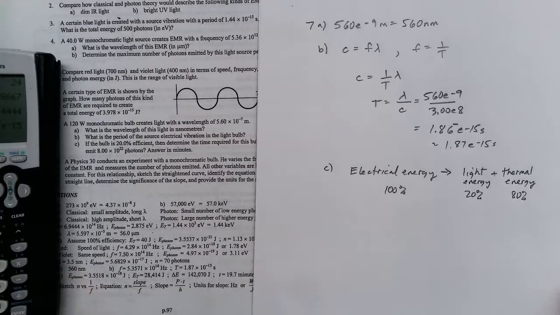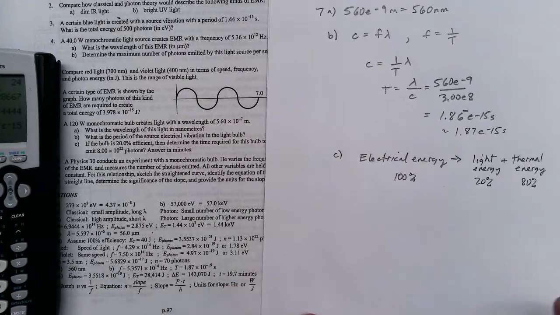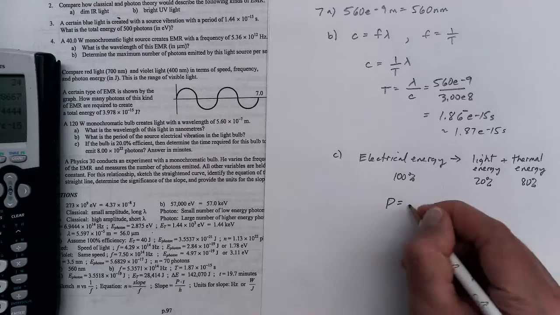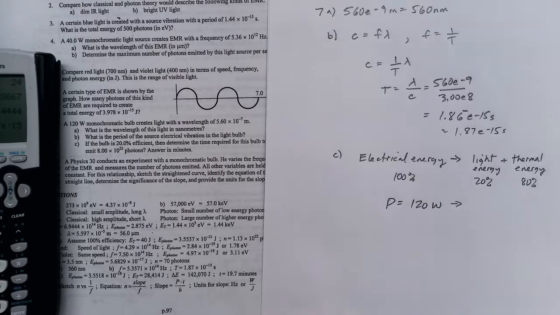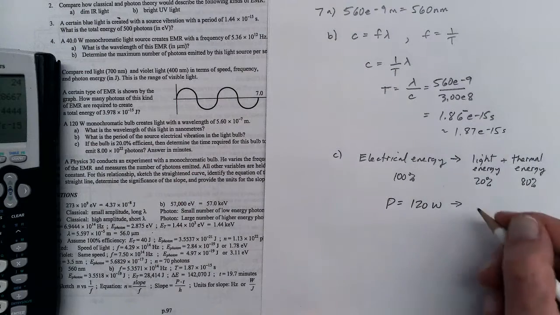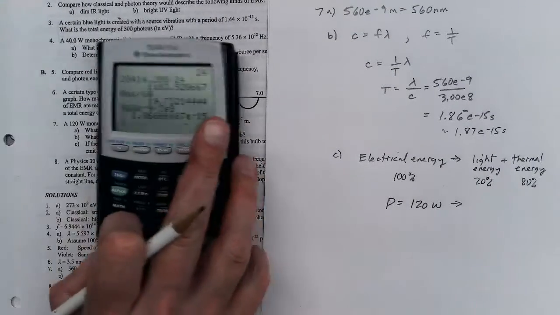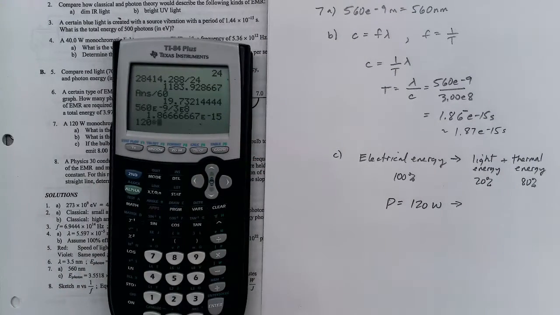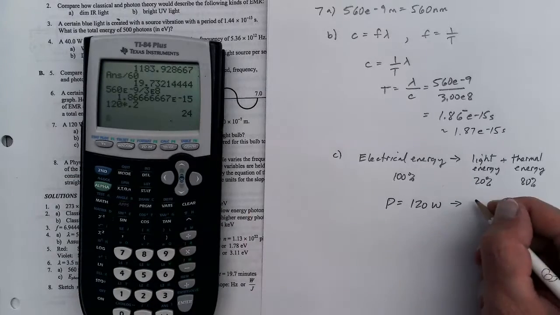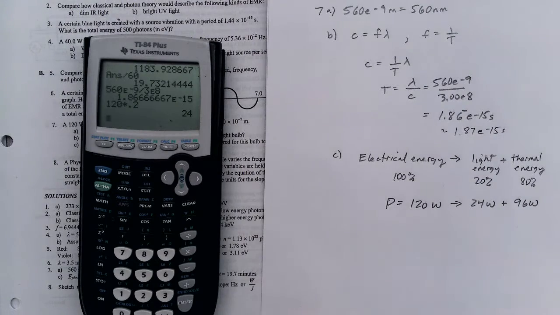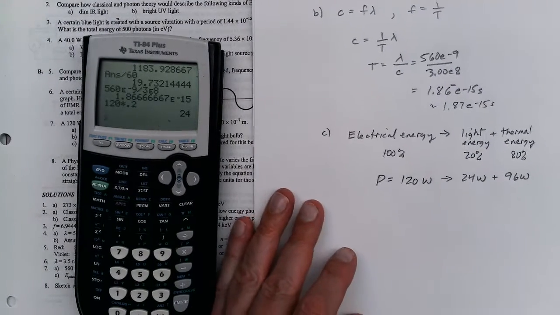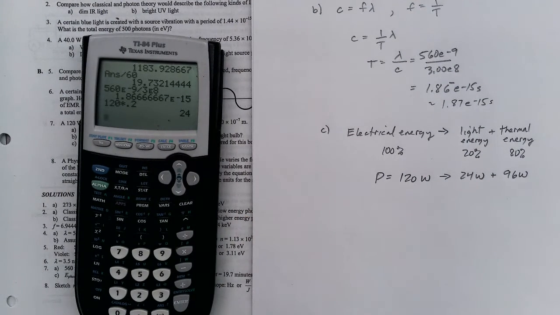Okay? So what we want to do is look at the idea of power. If the power is 120 watts coming in, then how many watts is really in terms of light energy? How many joules per second are produced? Well, 20% of 120, so 120 times 0.2, we've got 24 watts produced here. And the remainder, 96 watts, is thermal energy. Okay, so that's a good starting point to understand how much of the energy is light energy, which corresponds to the number of photons.